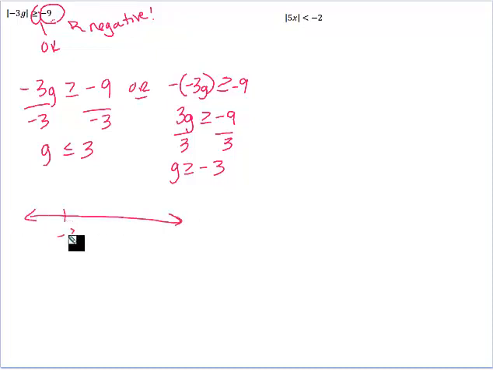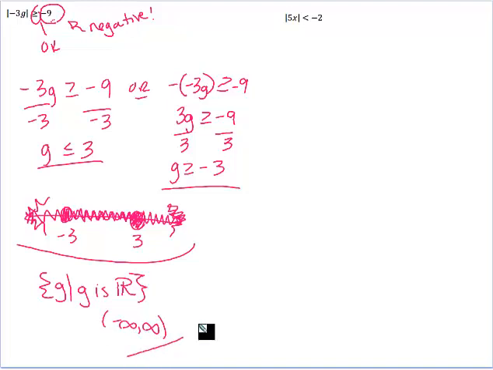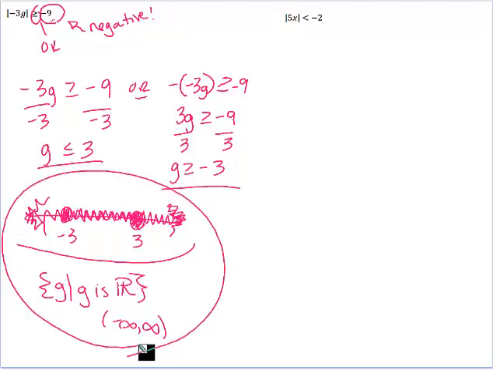On a number line, get our negative 3 and our positive 3. If we're less than or equal to 3, so closed at 3 going to the left. For greater than or equal to negative 3, that's a closed at negative 3 going to the right. So what happened to this number line? Everything's included. So this is all the values for g such that g is a real number. Or we go from negative infinity to positive infinity for our interval.